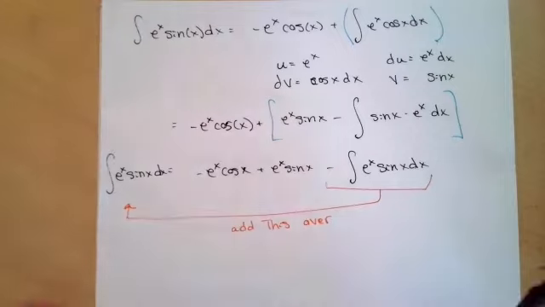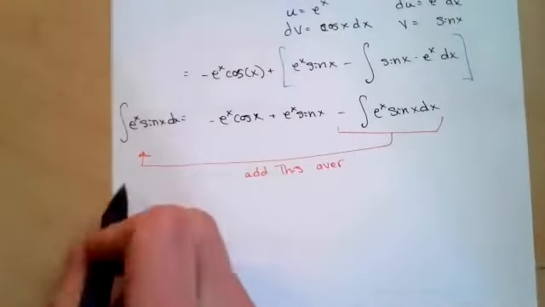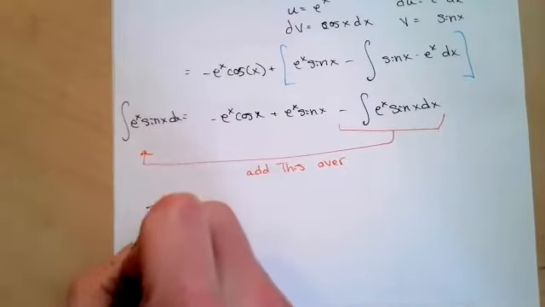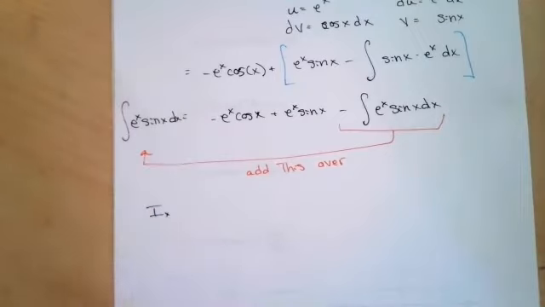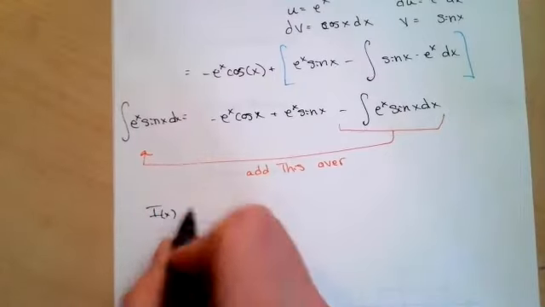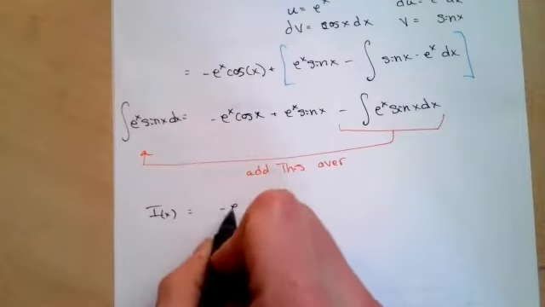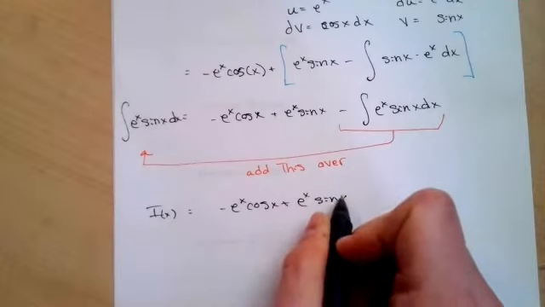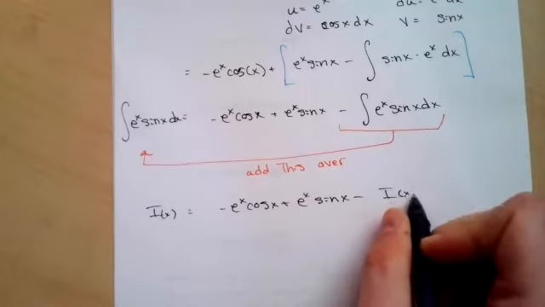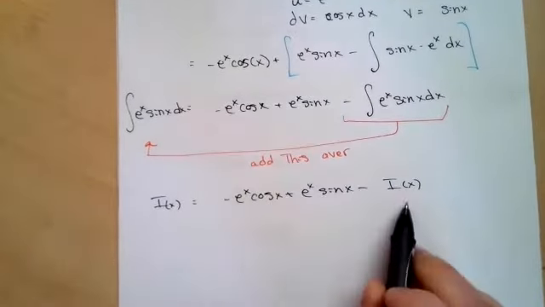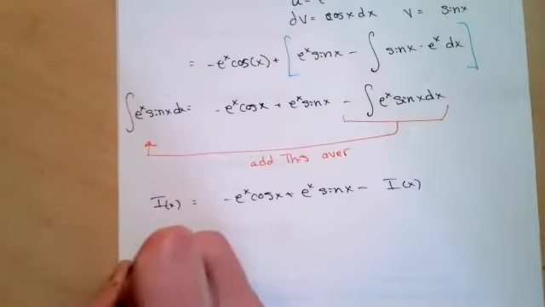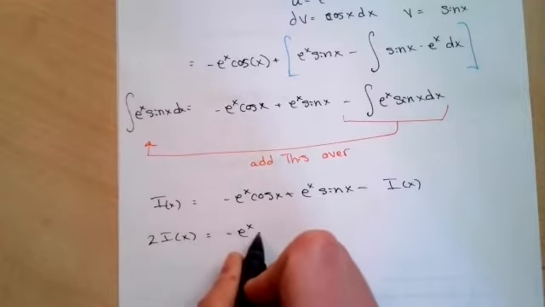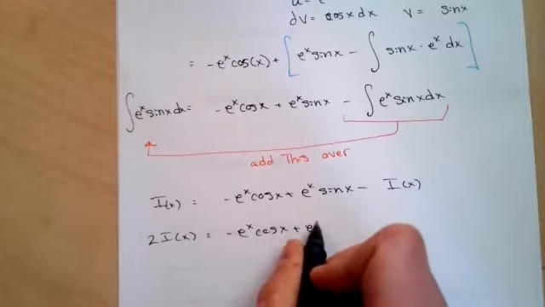In other words, what you can think of, if you want to do a substitution, we had some integral. Let's call it I, or I of x, as that integral. And we said that I is equal to minus e to the x cosine x plus e to the x sine x minus itself. And so I can add that over, and what do we get? We get 2I of x is equal to minus e to the x cosine x plus e to the x sine x.